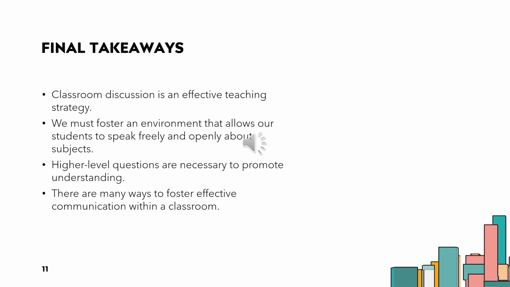These are some final takeaways that I want you to take from what I've talked about today. First, classroom discussion is an effective teaching strategy. Like we talked about, anything on the scale of 0.4 or higher is an effective teaching strategy and should be implemented in your classroom. Class discussion is at a 0.88, so that can significantly impact the grades our students are making and how they're understanding the content.